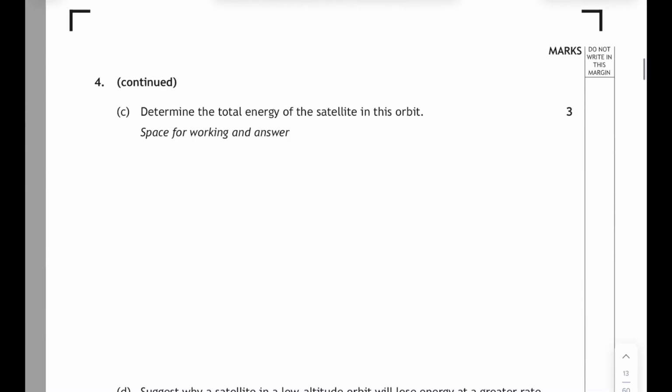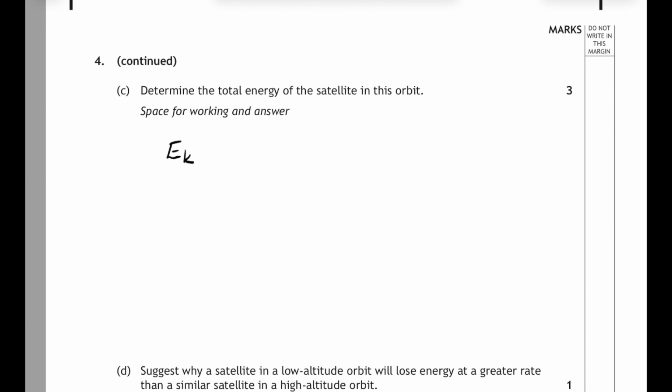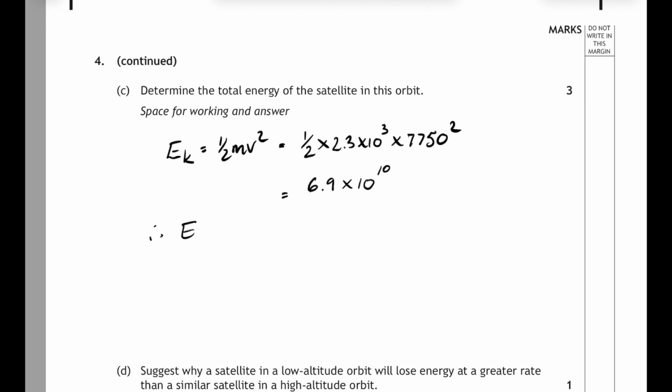Okay, for part C, what's the total energy of the satellite in this orbit? Well, it will have a combination of gravitational potential energy and kinetic energy. And we can work out how much kinetic energy it has because we've just worked out what its speed is. So EK is a half mv squared. That's a half, the mass of the satellite was 2.3 times 10 to the 3, times the speed squared, gives us an answer of 6.9 times 10 to the 10 joules.